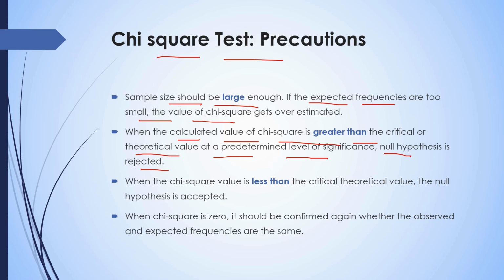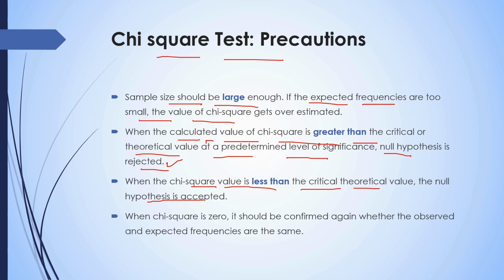When we were studying one-way ANOVA, we saw that we have a table where we find a table value using the degrees of freedom and we compare this value with the calculated value, right? Here also we do something similar. There is a table for chi-square, and after we have calculated the chi-square, we use the degrees of freedom to get a table value, and if our calculated value is greater than the critical or table value, the null hypothesis is rejected. And if the chi-square value that you have calculated is less than the critical or theoretical value, the null hypothesis is accepted.